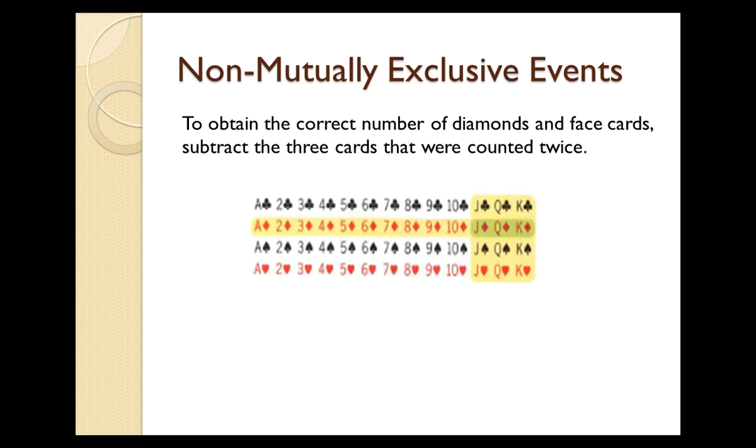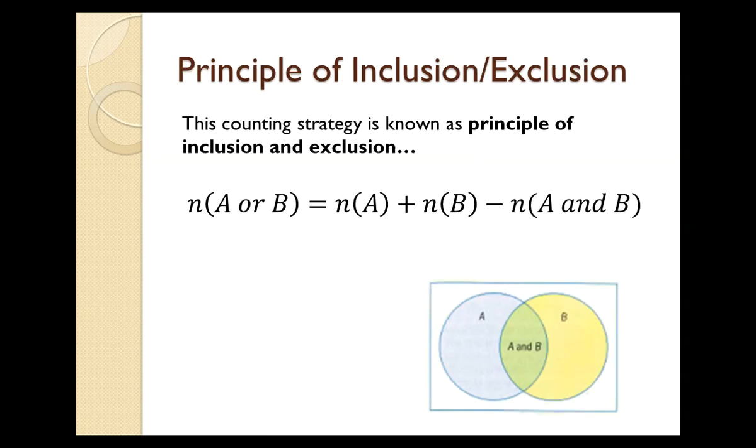So if you wanted to obtain the correct number of diamonds and face cards, you'd have to take that 25 that we got earlier, and you'd have to take away 3. You have to take away that overlap. In this case, there were 3 cards, and there are 22 cards that are diamonds or face cards. So that's the idea. With non-mutually exclusive events, some things are counted twice, so you have to subtract them off once. This is known as the principle of inclusion-exclusion.